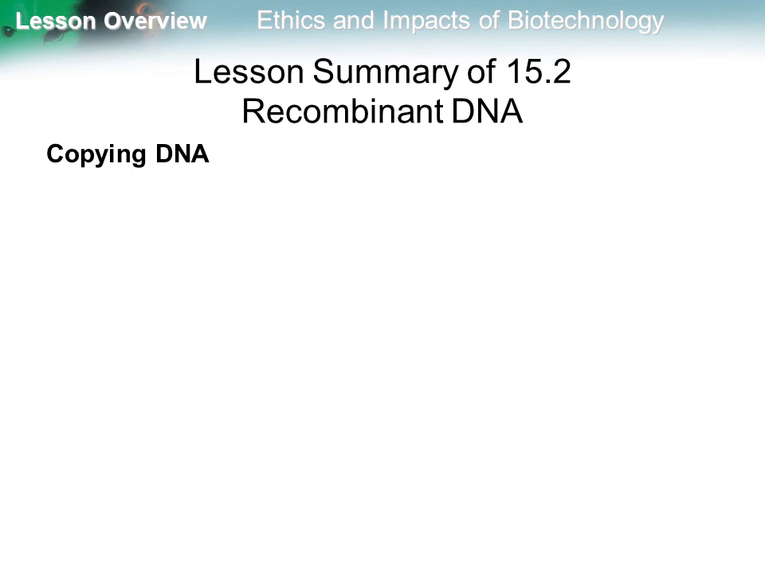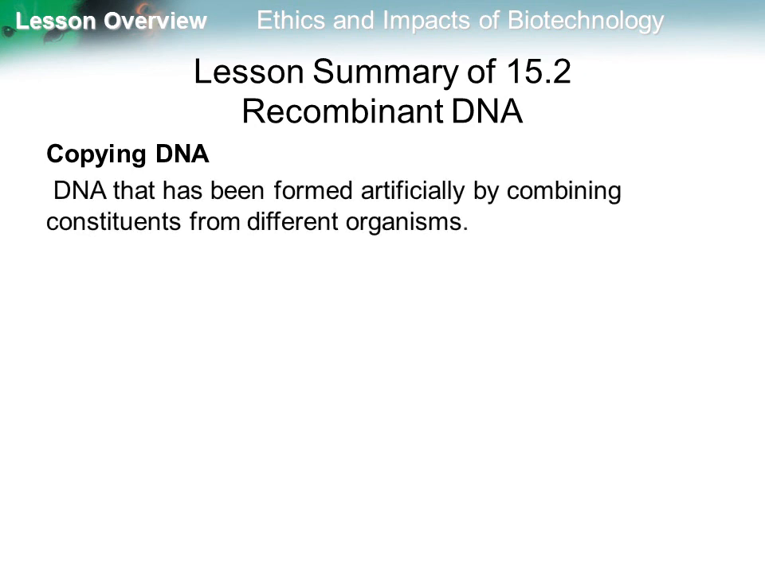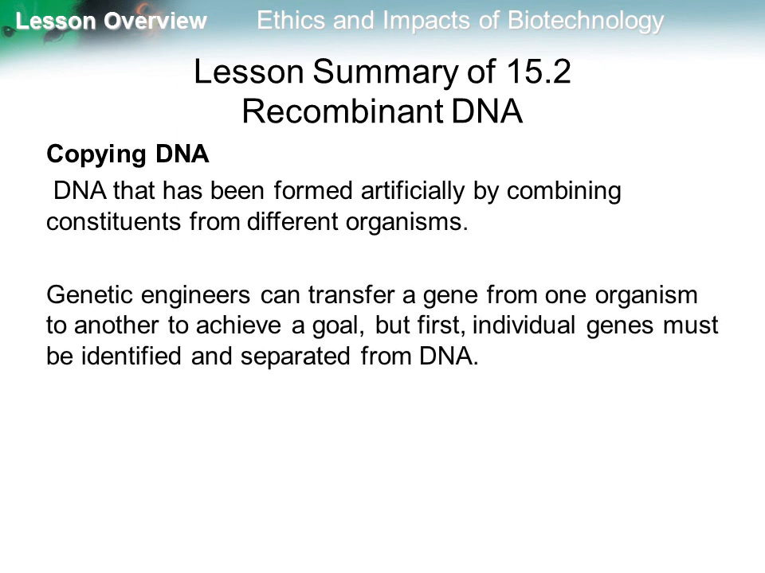Now let's see the lesson summary of 15.2. Recombinant DNA is DNA that has been formed artificially by combining constituents from different organisms. So, genetic engineers can transfer a gene from one organism to another to achieve a goal. But first, individual genes must be identified and separated from DNA.